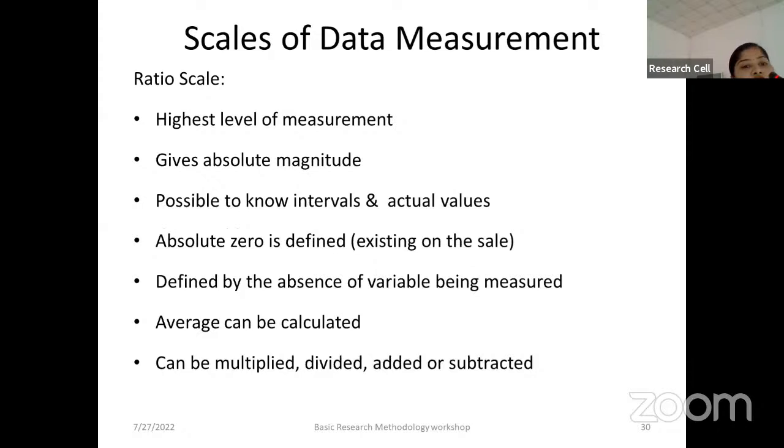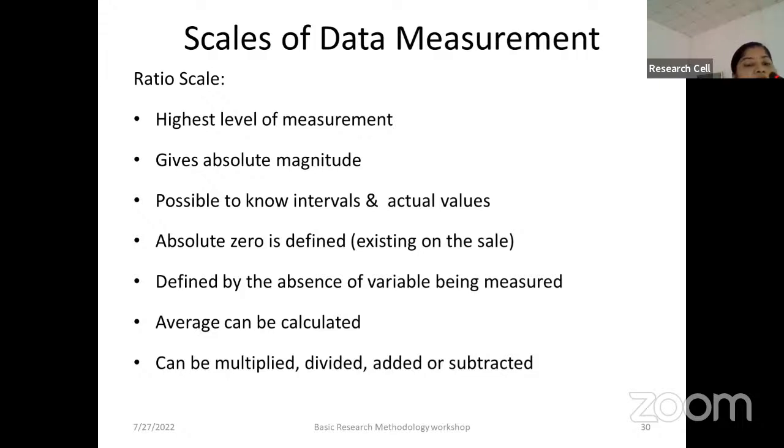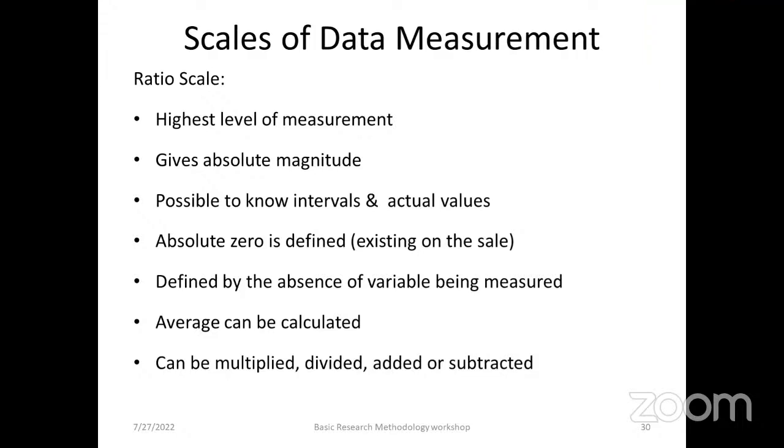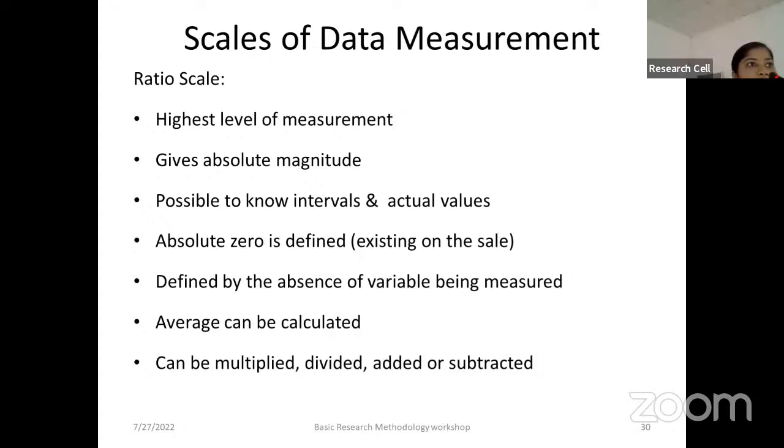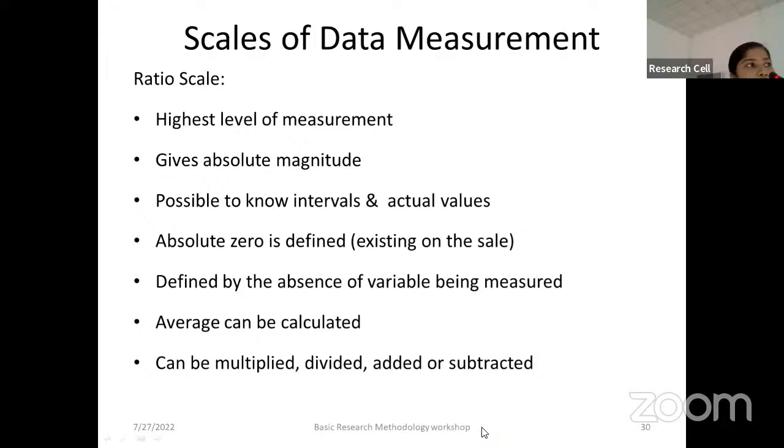Then we have the ratio scale. This is the highest numbers. This will give us the absolute magnitude. Exact point. Okay, the exact number. The averages can be calculated. Okay. So mean, mode, median, everything can be calculated.